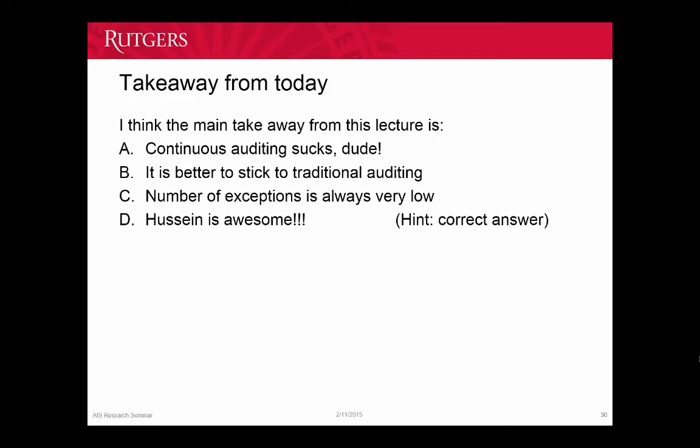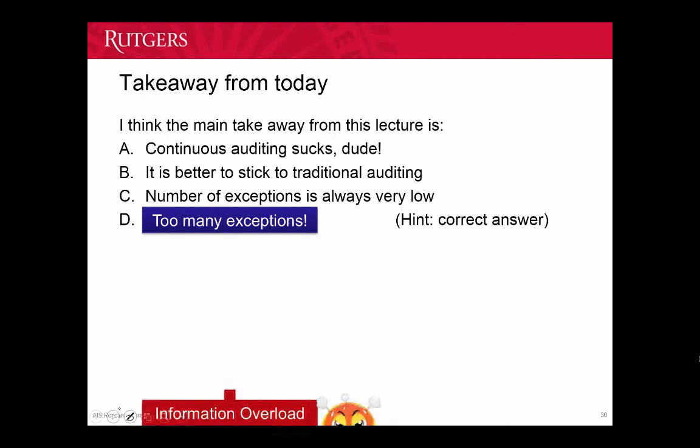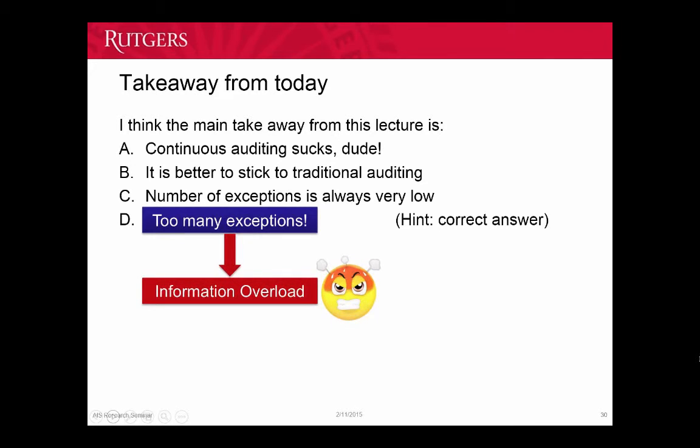Any questions? So by raise of hands, do you think A, B, C, or D? D, okay. That's the correct answer, although this is not what I was saying. What I was saying is that, in general, whenever you are running a continuous auditing system or continuous control monitoring system, you will end up with too many exceptions. This is basically what happens in real life. Most of the time you have too many exceptions, so you end up with information overload. You get frustrated and upset because you don't know what to do with those exceptions.